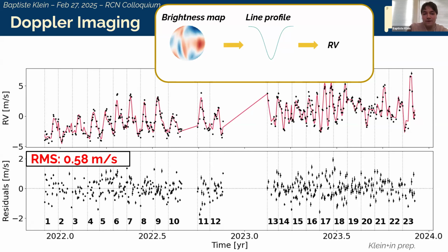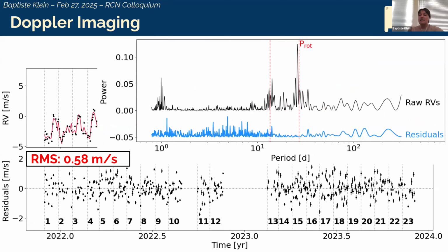Okay, so if I go a bit further, we can also take the periodogram of these residuals. And what you see is that on the bottom, you have the residuals, and we have filtered very well the quasi-periodic signal that was due to activity. So that's good news.